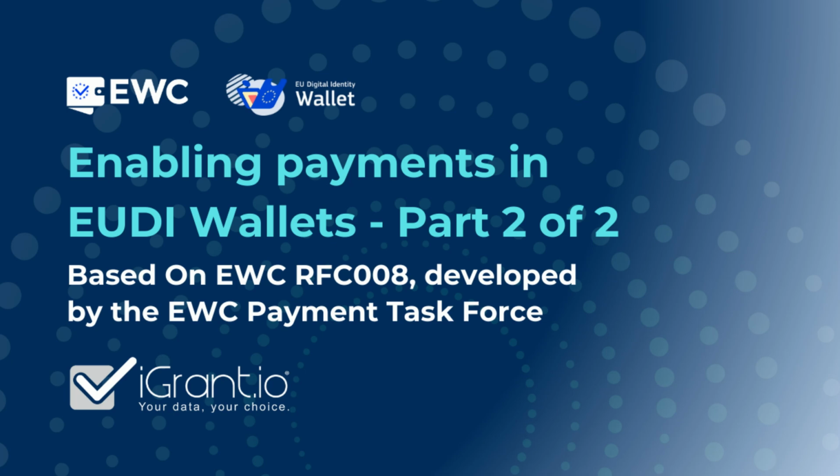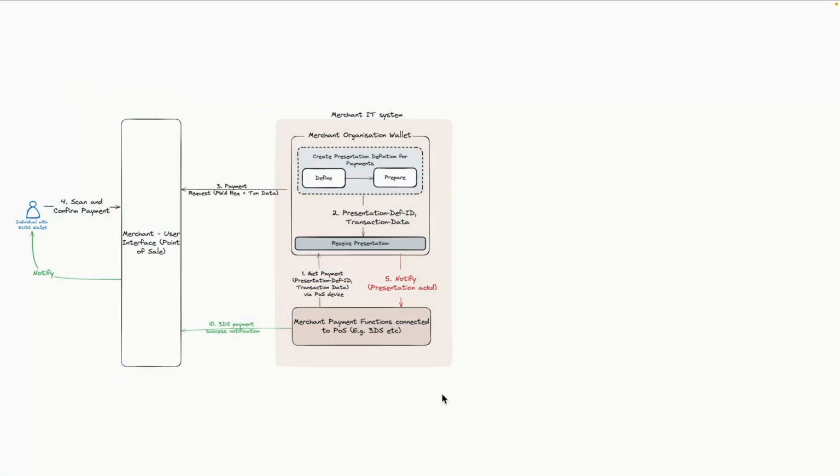The workflow implements European Wallet Consortium EWC RFC 008 as specified by the EWC Payment Task Force. The OpenID for Verifiable Presentation OpenID4VP protocol with payment transaction data is used to confirm payments. This workflow showcases how merchants use the iGrant.io organization wallet's OpenID4VP capabilities to request payments via QR code.